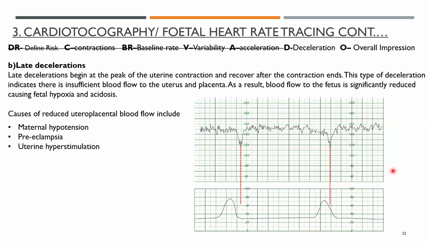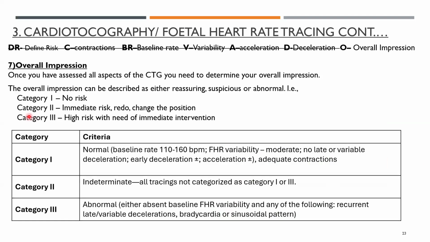The causes of reduced uteroplacental blood flow include maternal hypotension, preeclampsia, and uterine hyperstimulation. If you look at the graph at the side, it clearly indicates, as you can see, once the contraction is ending, there's the peak of the deceleration. Same thing for the other one. So this is late deceleration.